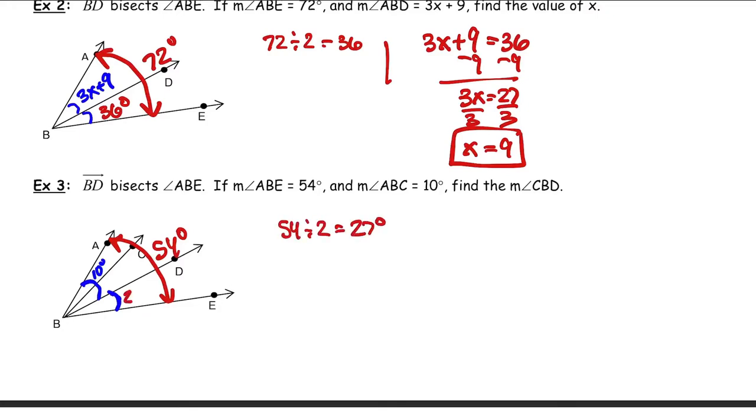So I know this angle here is 27, and then, let me use a different color, this angle here is going to be 27. So now, if I want x, if I want that angle, I just need to take 27 minus 10. And that's going to be 17. So it just involves some division, some subtraction, but it is a little bit more challenging than if I just give you an angle bisector in one angle. So I have multiple angles that I have to kind of figure out.